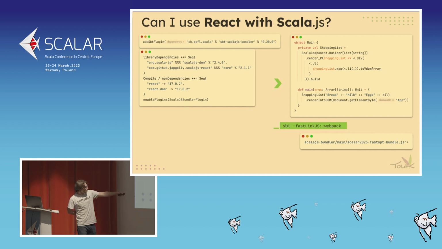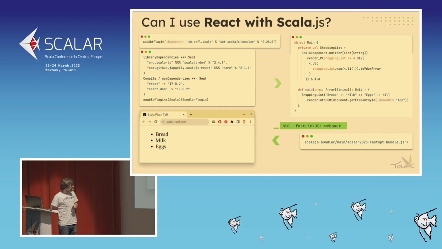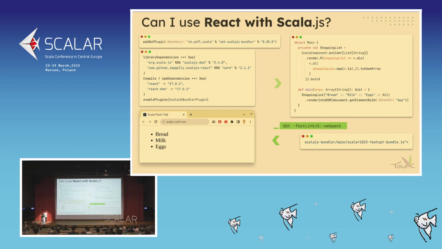But there is also Webpack, which packs everything, let's say, all these dependencies with Scala Bundler into one single file we then include in our HTML page. Well, there it is. That's the simplest example. We have our shopping list: bread, milk, and eggs. And, well, it works. There are no shortcuts in here.